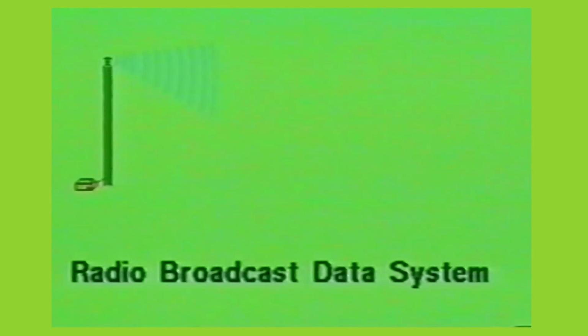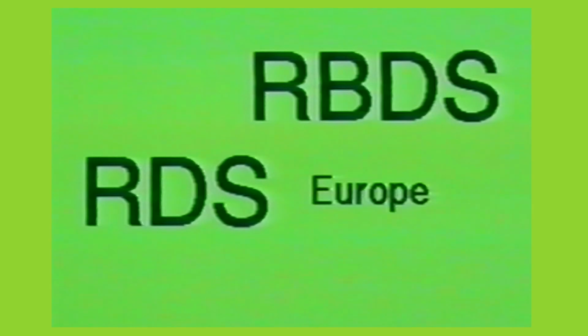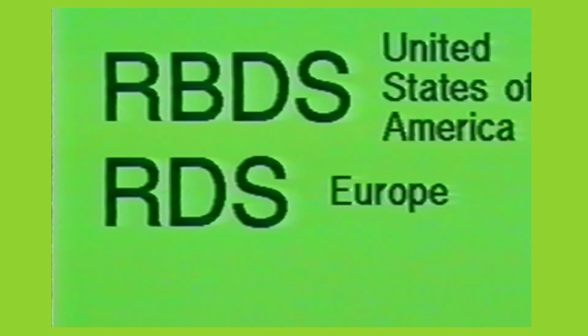RBDS, or Radio Broadcast Data System, is centered around a method of transmitting digital information via an FM broadcast station to receivers in the listening area. RBDS and RDS, or Radio Data System, are two basically compatible systems, although RDS first originated in Europe and has been used for quite some time. RBDS is the standard adopted by the United States and the system we will examine. Since RBDS and RDS are so similar in design and operation, the two systems may be thought of as one for the remainder of this video.